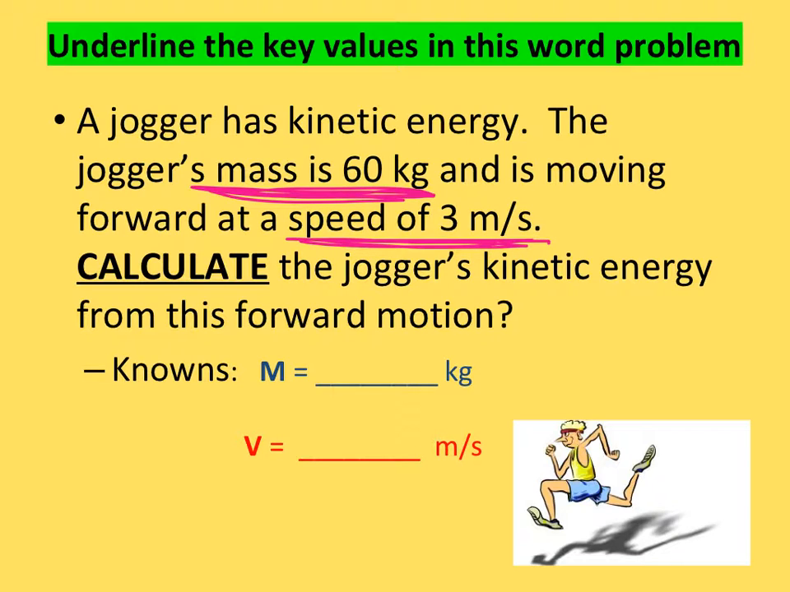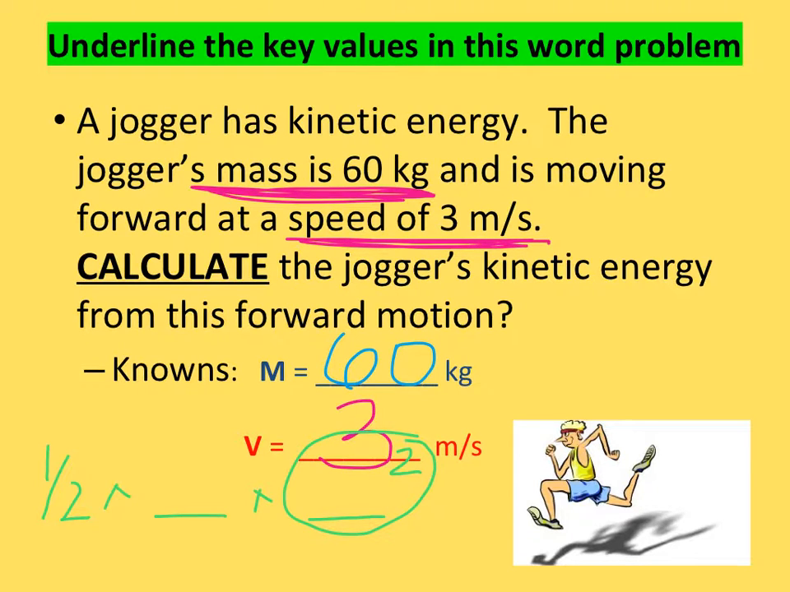So we've got mass of 60 kilograms and velocity of 3 meters per second. Knowing those, we can plug them right into our KE formula: 1/2 times the mass times the velocity, and make sure that you square that velocity first, and then go back and multiply by the mass and the half, and you should get a value there. We'll check in together.